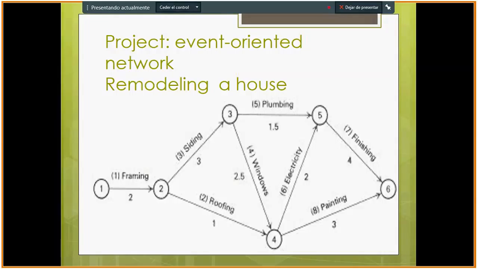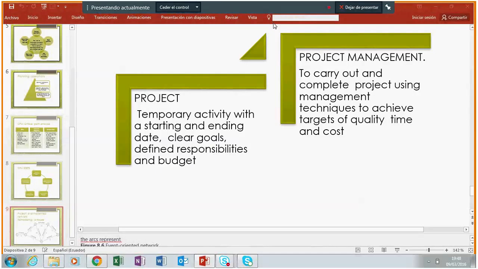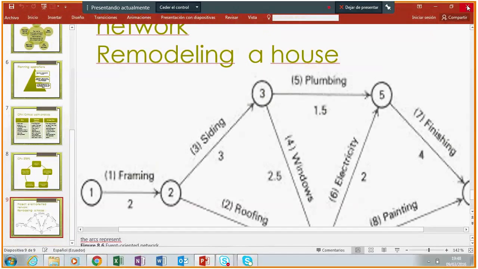Okay, the first step is framing, the second is roofing, and third is seeding, plumbing, electricity, painting, and finishing. It is an example of a diagram of remodeling a house. So these are the steps of how you can build a graphic about the project. It depends on the project that you have. You divide the project into different activities, and those activities are made into a graphic to develop the project.